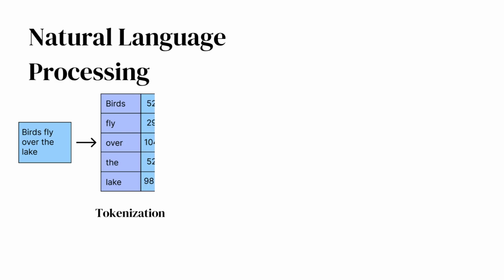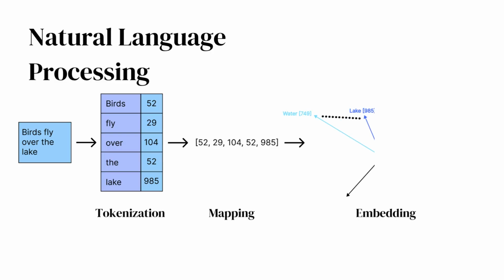To better understand how a large language model like ChatGPT processes input text, let's explore the practice known as natural language processing. First, in tokenization, your text is broken into units called tokens, such as individual words. Next, the tokens are mapped, where they are each associated with a number for mathematical processing. Finally, these numbers are embedded into a vector space where similar tokens are placed closer together. This enables AI models to detect patterns and relationships in language.